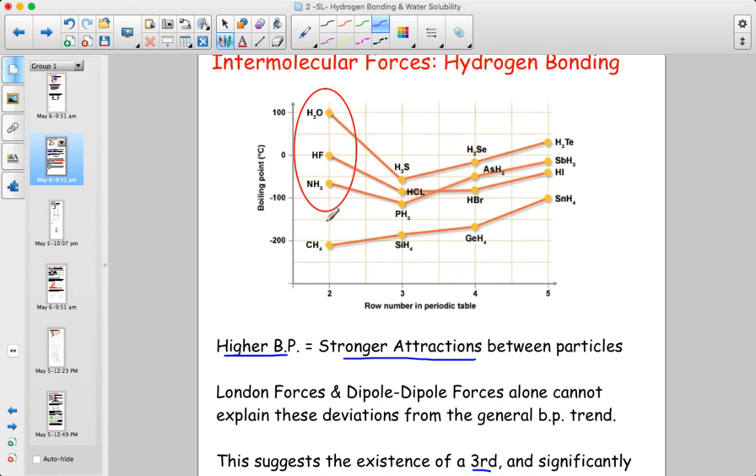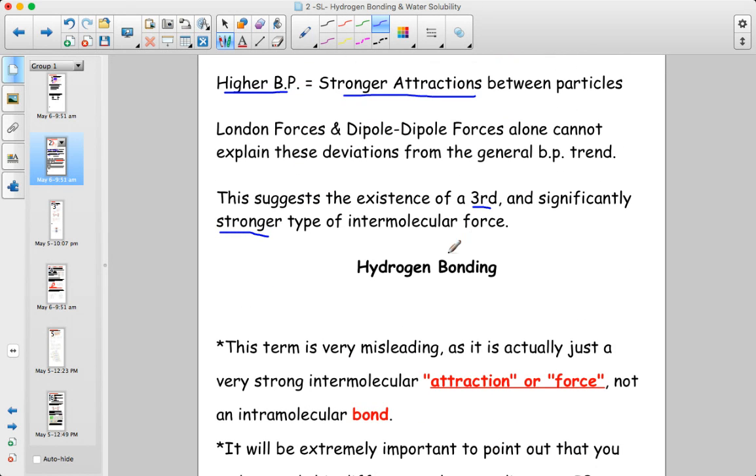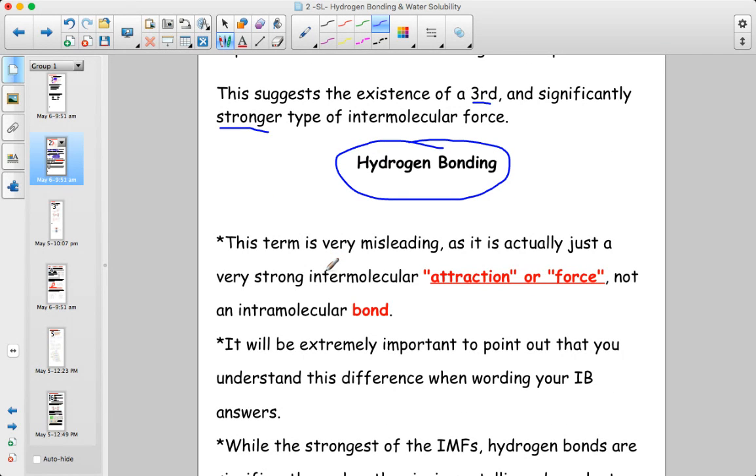So we would think they'd end up low, but whatever force they have is actually making them not only a little bit higher than we expect, but actually, in the case of water, right? Higher than any of these other molecules, even though they're way, way bigger. So it must be a pretty strong force. The name we give to that kind of force is hydrogen bonding. It is a misleading term, and I'm going to put it out there right now. When you talk about hydrogen bonding, you have to try your best to refer to it as an attraction or a force.